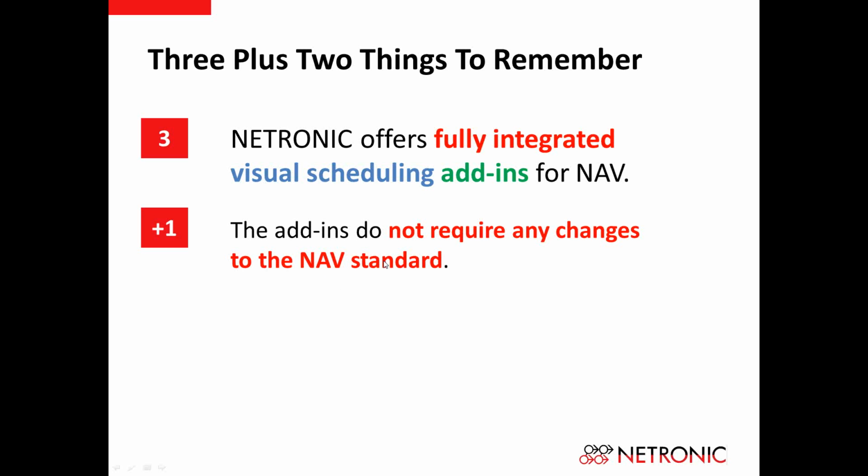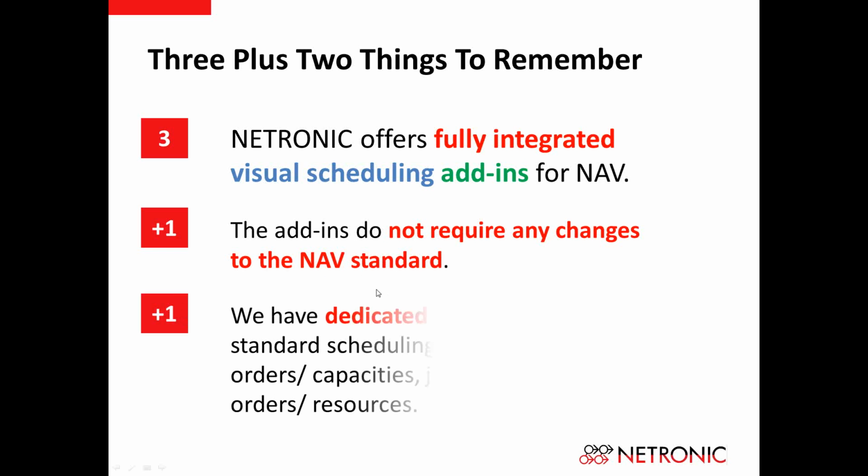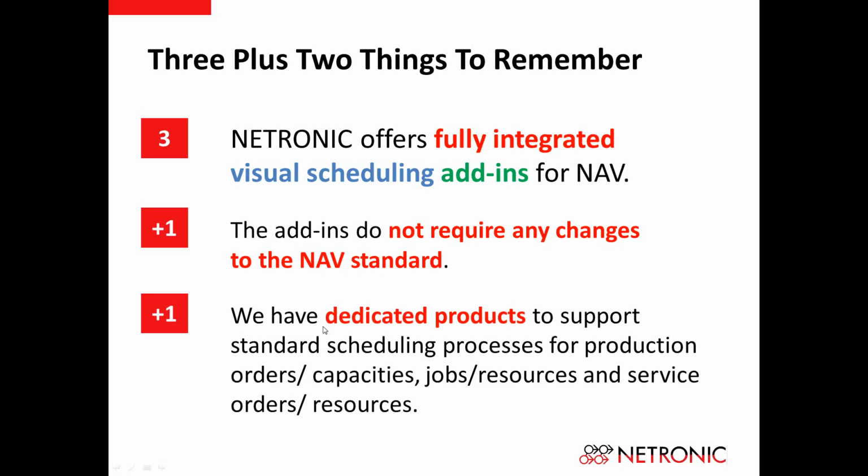And although we as a company believe in delivering standard software products as opposed to very customized and individualized services, we have dedicated products to support the different standard scheduling processes that you have in NAV. Today we focus on our add-in that can help you to deal with production orders and capacity. This is one add-in which we call the Visual Production Scheduler. But we also have similar functionality for folks working with the Jobs module and the Resource Planning module in NAV, and also for companies working with service orders and resource planning.